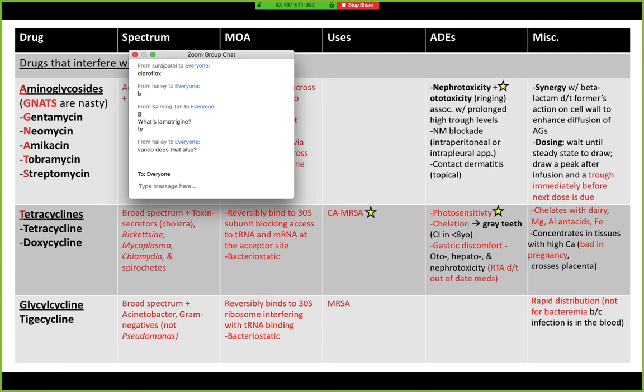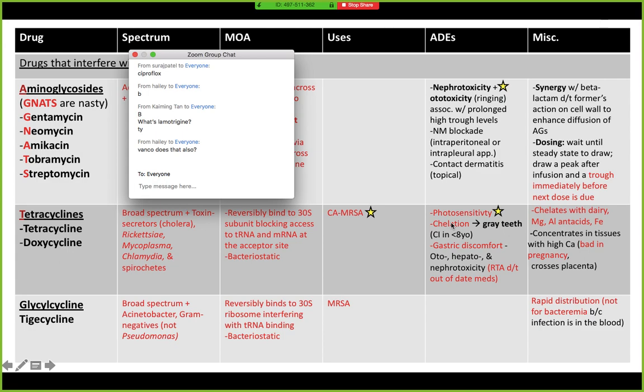So she gave you, yes, Haley, vancomycin, also nephro and ototoxic. She shouldn't have both of those as answer choices, though. I think aminoglycosides are known even more so for that, though.